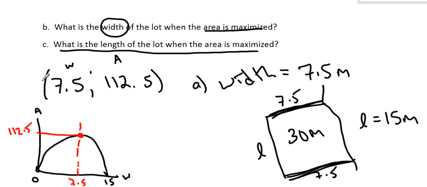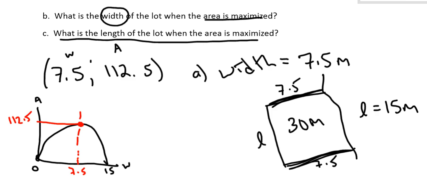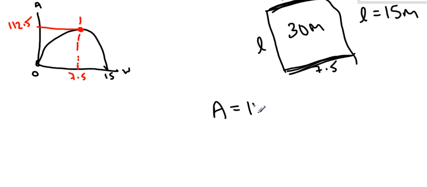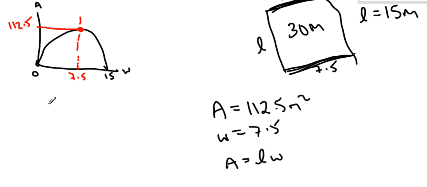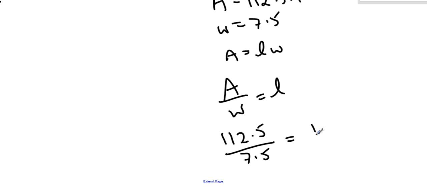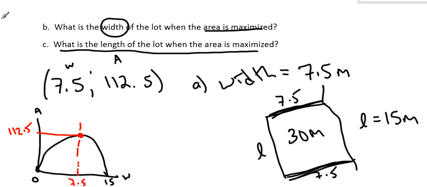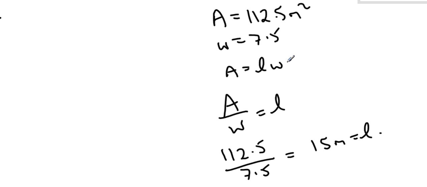But there's another way you could do it as well, which is to say that we already know the area is 112.5, and we know the width is 7.5. And since area equals length times width, we know that area divided by width is length. So we could have done 112.5 divided by 7.5, and that would also give us a length of 15 meters. So logically using the information in the question, or using good old-fashioned math. Okay, so let's see what else we're doing.